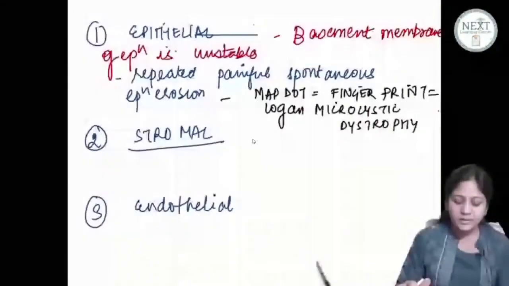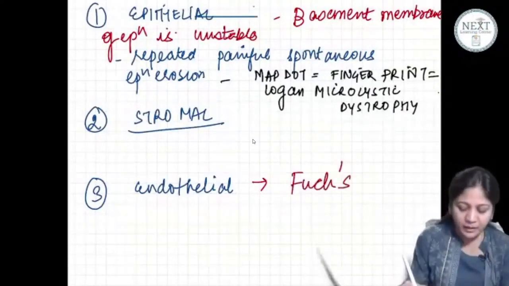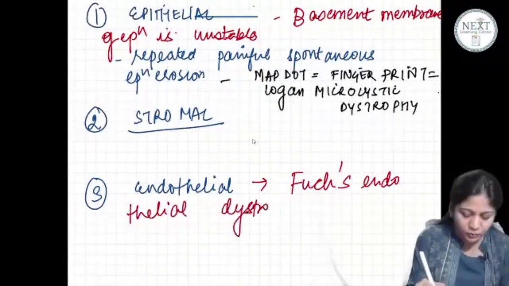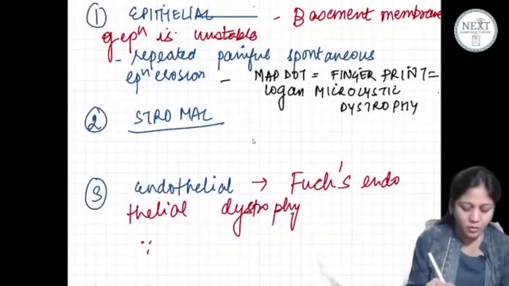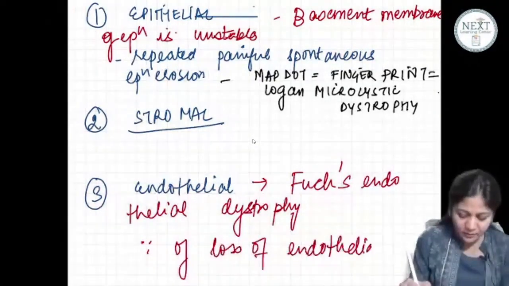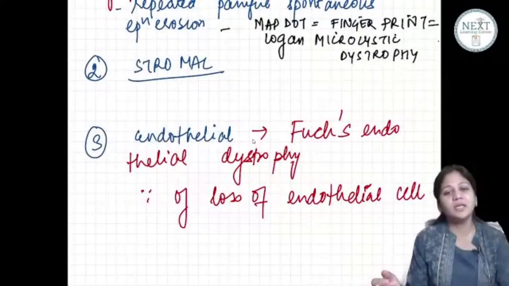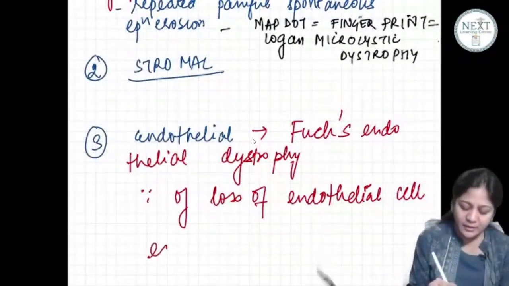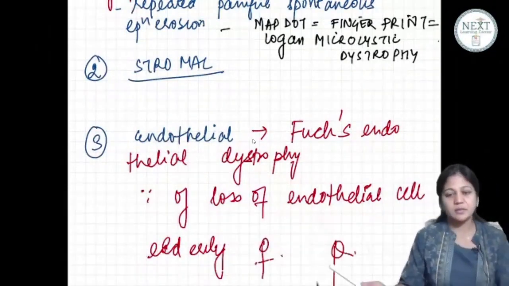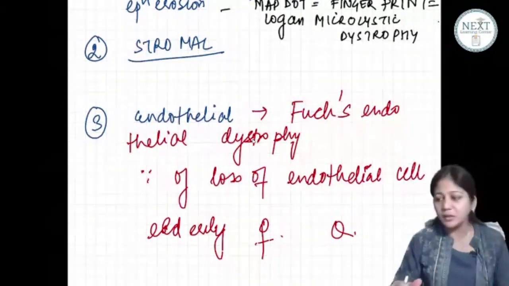After this stromal dystrophy, let's talk about endothelial dystrophy. You just have to remember two things. The name is Fuchs endothelial dystrophy, and it is because of loss of endothelial cells. Remember, endothelial cells are very important for transparency of the cornea. So gradually there is a decline of endothelial cells. Usually seen in elderly females. Very old women. Fuchs endothelial dystrophy.